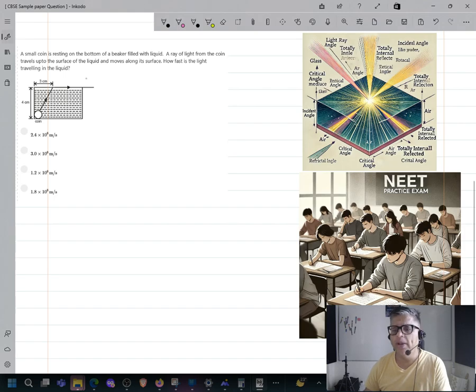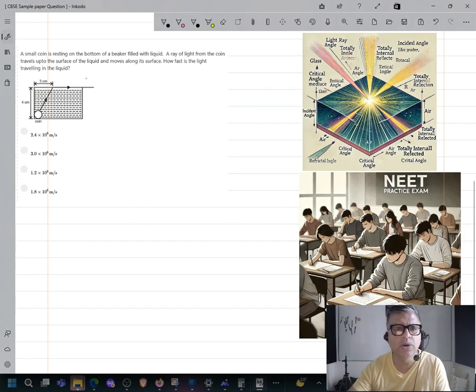Let's read the question. A small coin is resting on the bottom of a beaker filled with liquid. A ray of light from the coin travels up to the surface of the liquid and moves along the surface. How fast is the light traveling in the liquid?